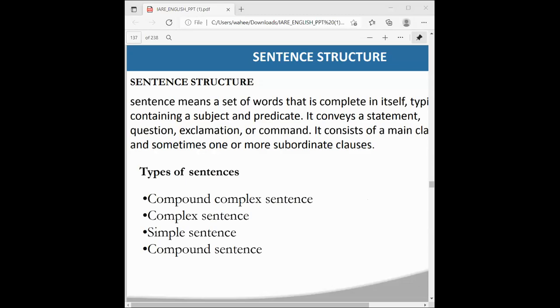So today we are going to study sentence structure. This is a part of the functional English grammar for you. We need to know what a sentence is, how many types of sentences there are, what makes a sentence, and what the difference is between a sentence and a phrase. All these things are very necessary for spoken English as well.